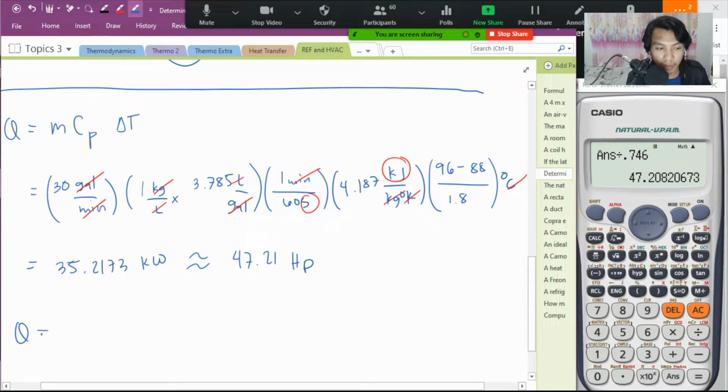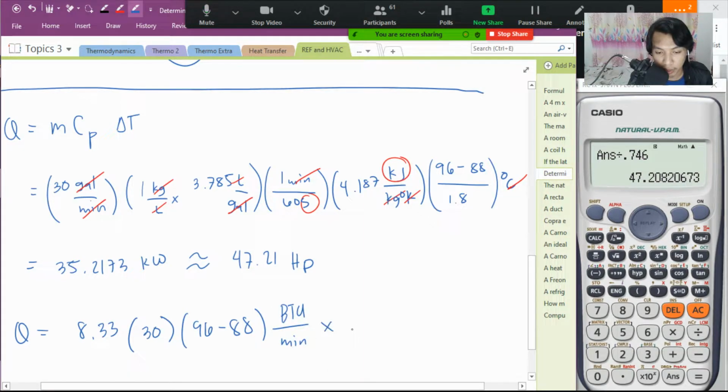O, Q is equal to 8.33. Ang lalabas dito, BTU per minute. Okay? 30. Tapos, 96 minus 88. Okay. BTU per minute ito, BTU in every minute. Ang kailangan ko, HP. O, di equal mo 1 HP per 42.4 BTU per minute. O, cancel natin to.